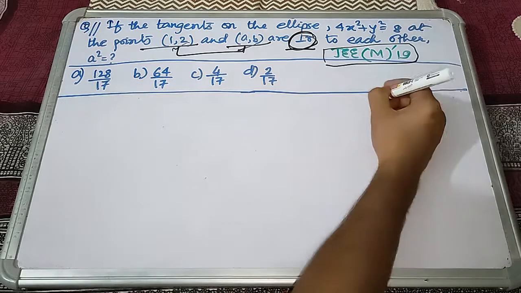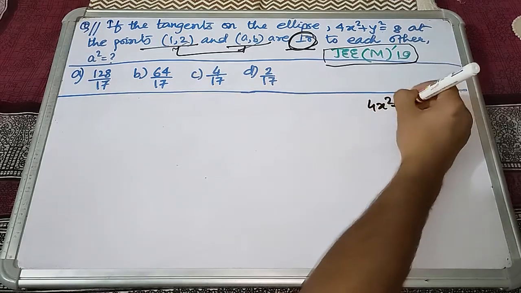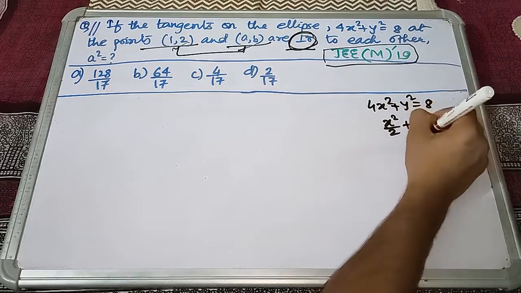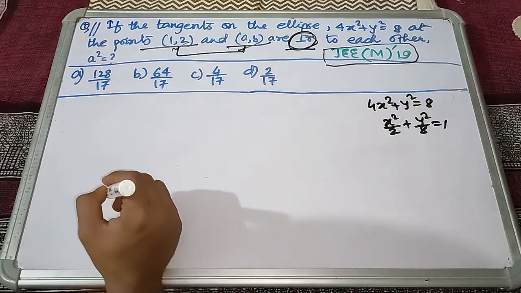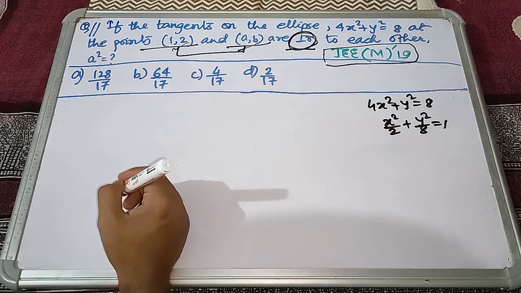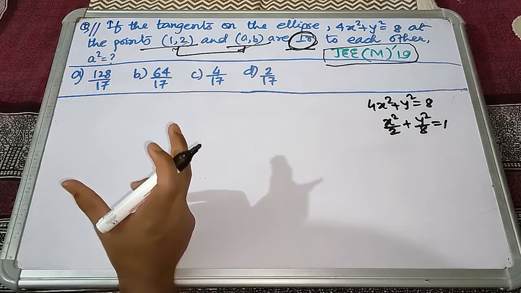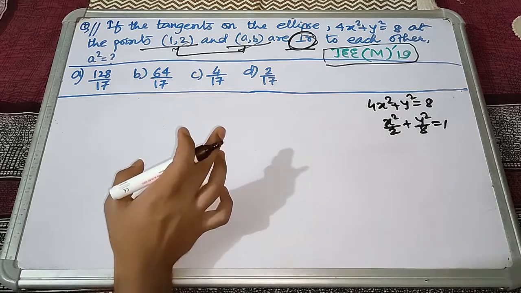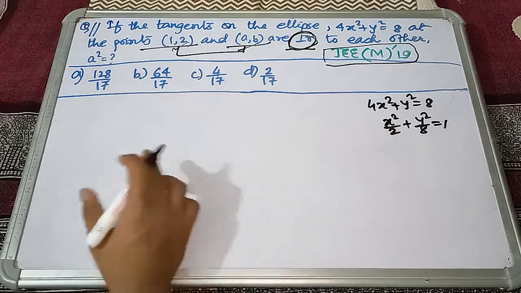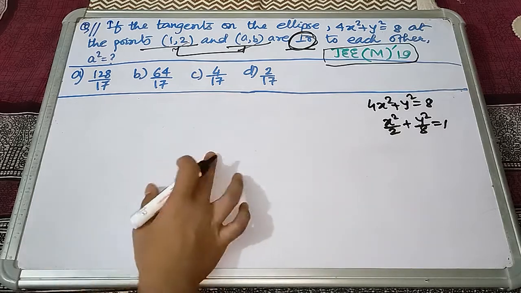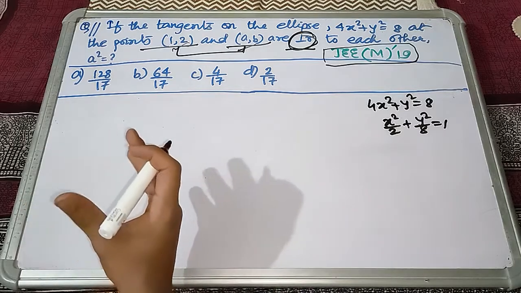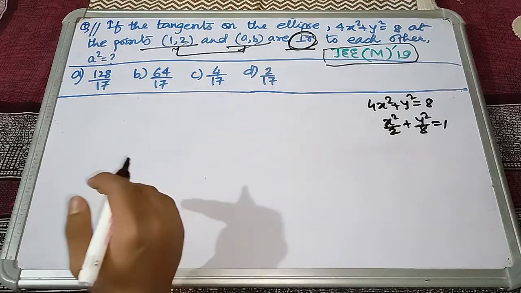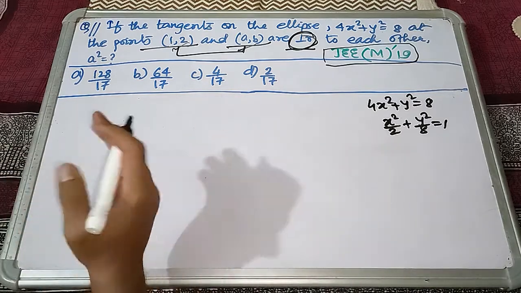So what is the ellipse? 4x square plus y square equals 8. This becomes x square by 2 plus y square by 8 equals 1. Now, as they have told that 1, 2 lies on the curve and a, b lies on the curve, what we are going to do is write both the equations of the tangents, find out the slopes, multiply them, equate them to minus 1, take the help of another extra condition and find the value of a square. Very simple algorithm, just see how things go.